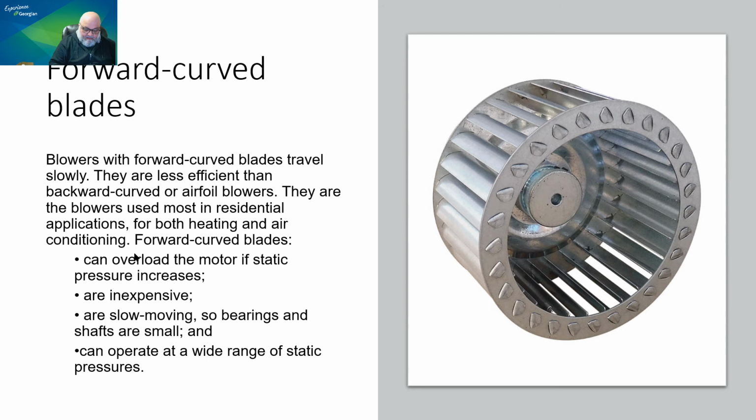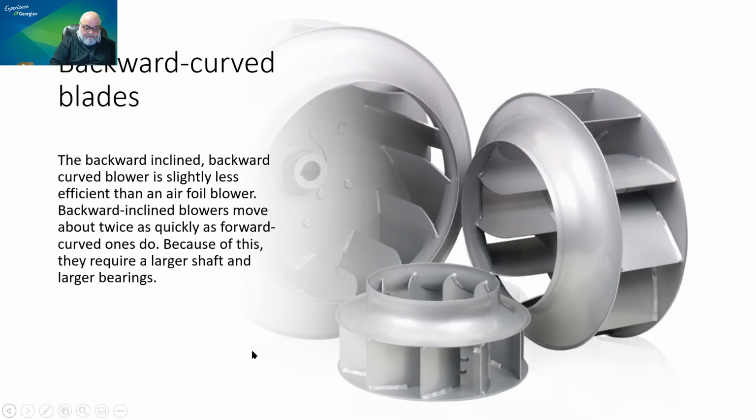And then forward curved blades can overload the motor if static pressure increases, are inexpensive, are slow moving, so bearings and the shafts are small, so less wear and tear because it's moving slower, and can operate at a wide range of static pressures. All right, so let's have a look at the backward curve.